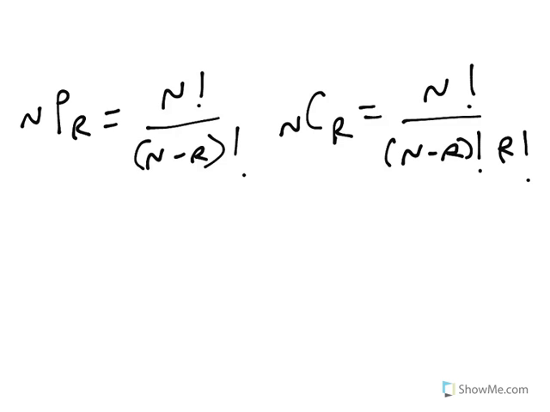In the last video we saw formulas for permutations and combinations, and today I want to look at some properties of these formulas. The first one is that nCn should always equal 1.